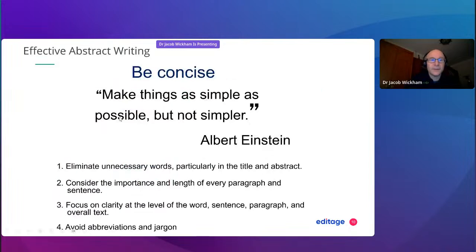So you want to be concise. It's probably the most important part of the abstract. So make things as simple as possible, but not simpler, as a quote by Albert Einstein.